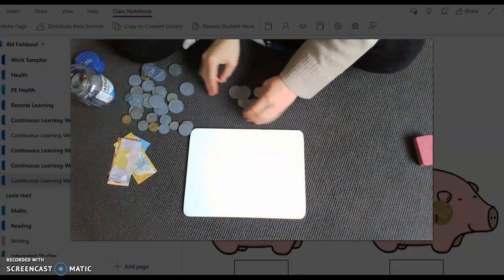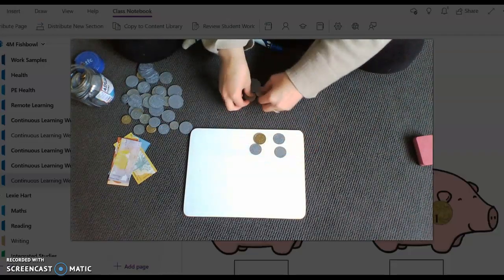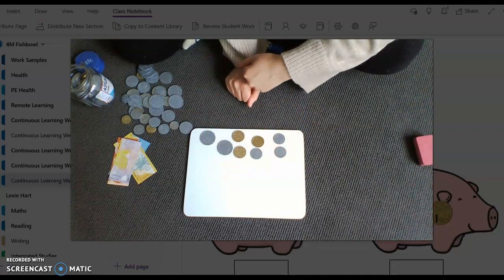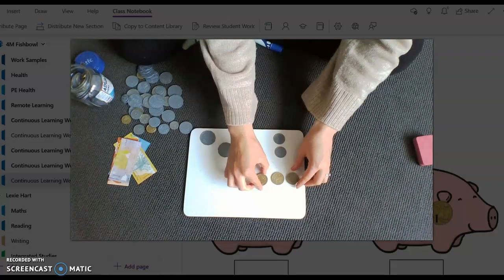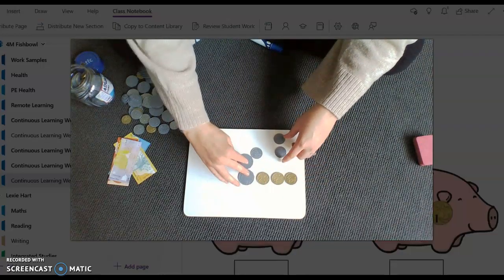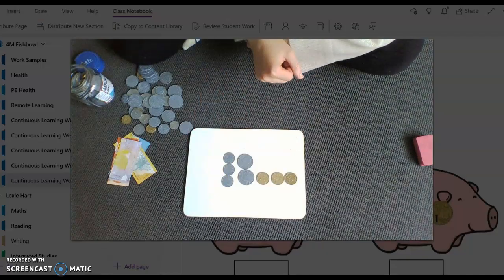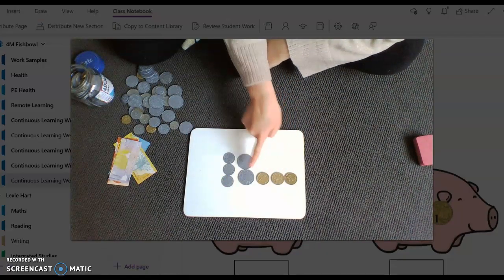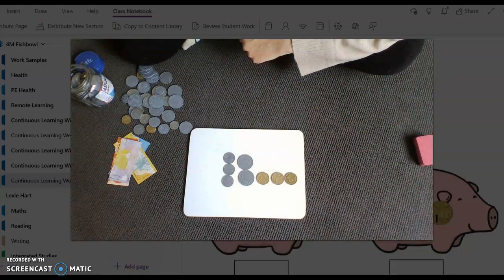I'm just going to grab a collection of coins and I'm going to pop them up here. And we're going to talk through how we would find the total. The first thing I'm going to do is put all the dollars together and then the cents together. And I'm going to group any cents that are the same type of coin. So you can see here we've got 3 $1 coins, 2 50 cents, and 3 10-cent pieces.